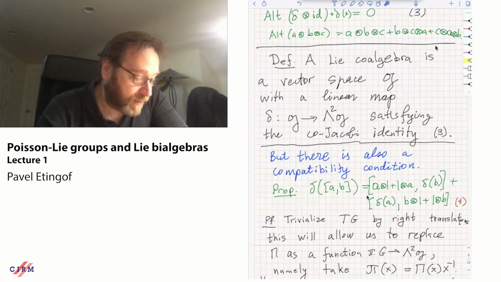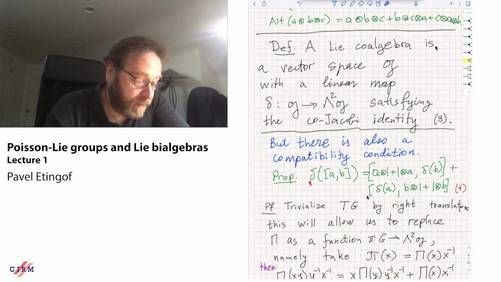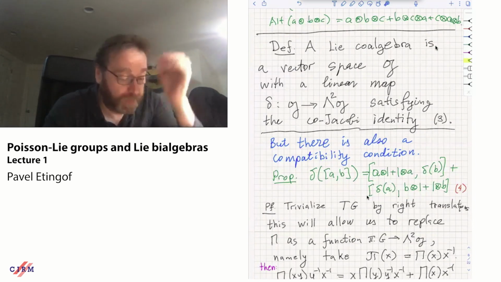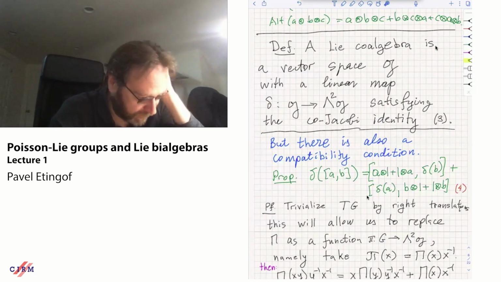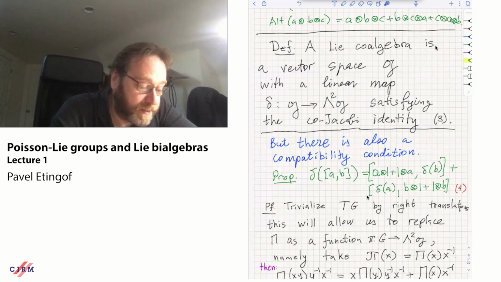All right, so here is the compatibility condition. What I claim is that delta satisfies some kind of Leibniz rule. So if you apply delta to the commutator of two elements, A and B, of the Lie algebra G, then this is the same as taking the commutator of A with delta of B plus the commutator of delta of A with B. And of course, when I write commutator with A, I really write A tensor 1 plus 1 tensor A.